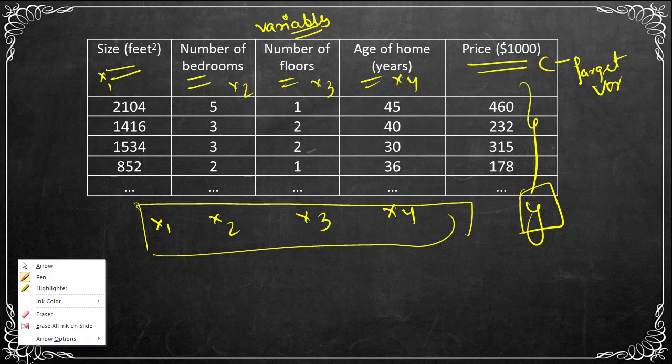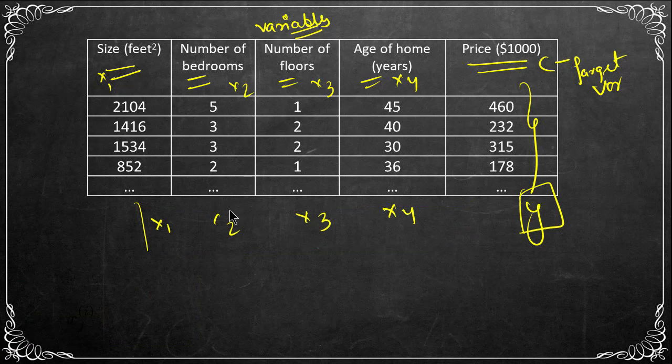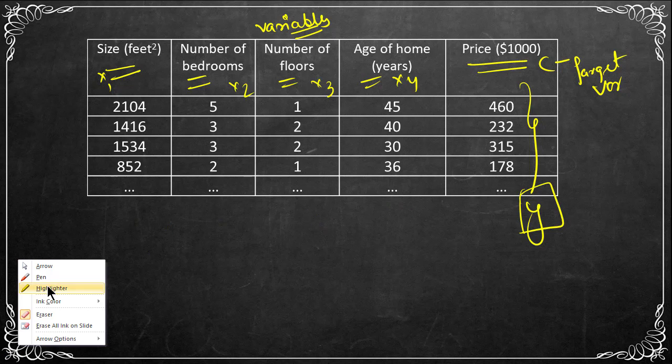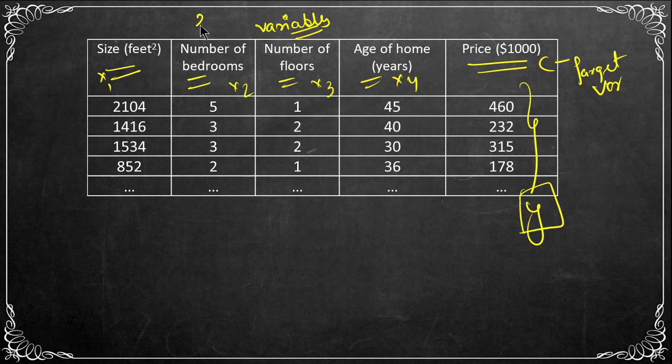So let me write this thing here so that you can get the notes clearly. They are called the input variables. You can think of it as input variables or features, etc. And this is the target variable, which is called y, which we have to predict on the basis of our input variables.